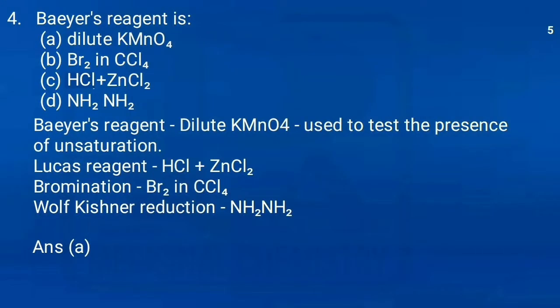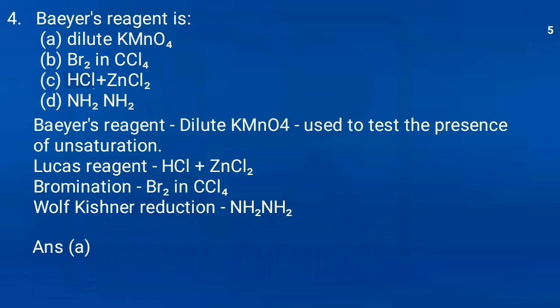Next is Baeyer's reagent: dilute KMnO4, or bromine in CCl4, or HCl with ZnCl2, or NH2NH2, that is called hydrazine. Okay, so what is meant by Baeyer's reagent? Baeyer's reagent is dilute KMnO4 or alkaline KMnO4. So what is the use of Baeyer's reagent? That is used to test the presence of unsaturation. And the third one we have seen, HCl with zinc chloride, can be called Lucas reagent. What is the use of Lucas reagent? That is used to differentiate primary, secondary or tertiary alcohol.